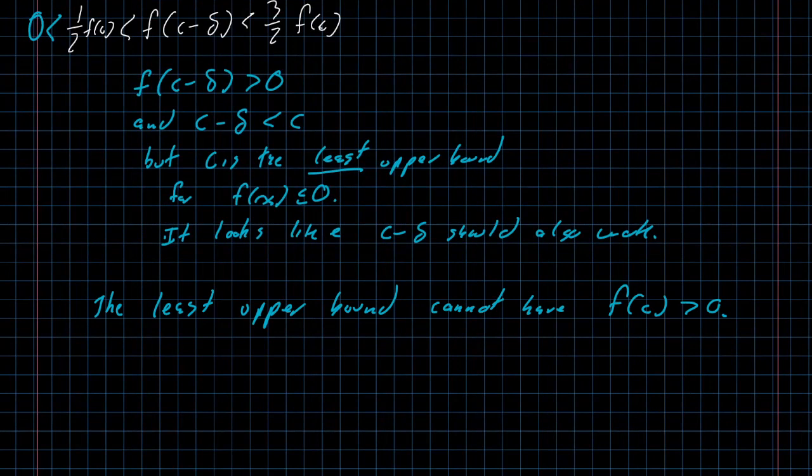Well, the only assumption we made was that the least upper bound f of c was greater than 0. And I said that if we had found that f of c is less than 0, we could have gone through and done the exact same proof. And we'd have gotten that c plus delta is also a greatest, or also a least upper bound, and still would have come across the same circumstance.